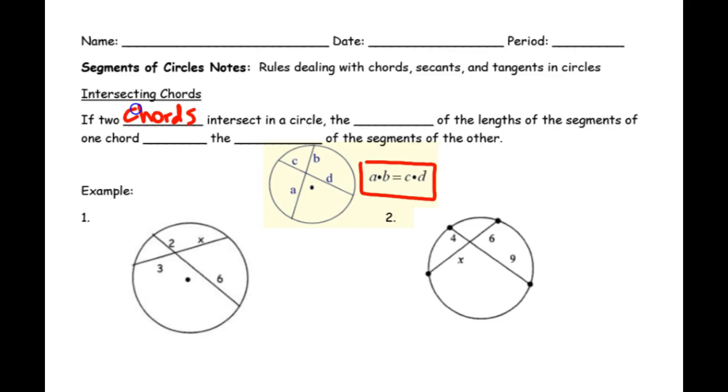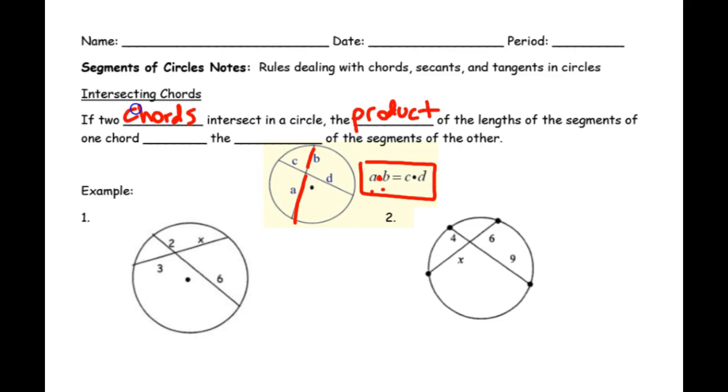Okay. Each chord, which is a segment inside a circle, when they cross, they make like an X shape, right? So, when they make that X shape, they have four parts. Now look at this. A times B. Okay, those are two parts of the same chord. And what does this little dot mean right here? Multiply. That's called the product.